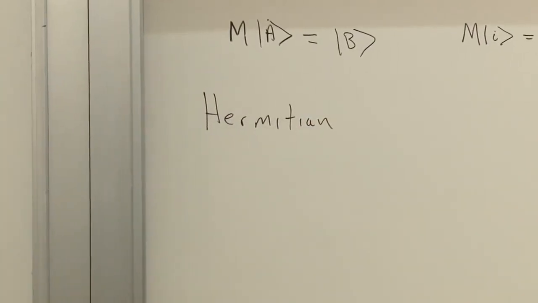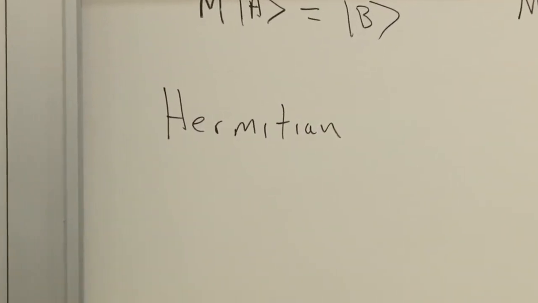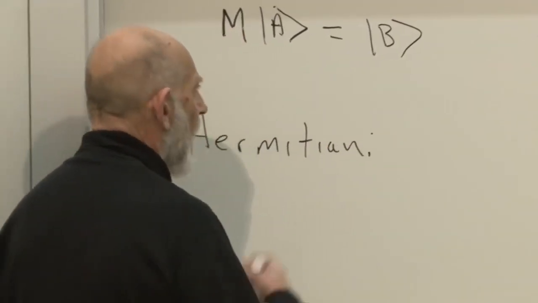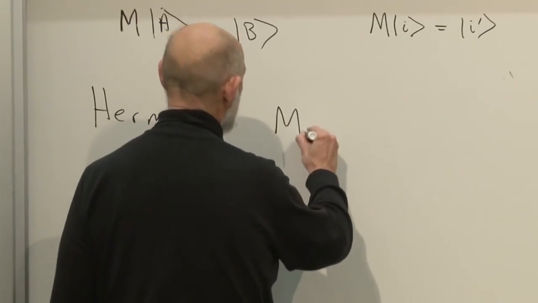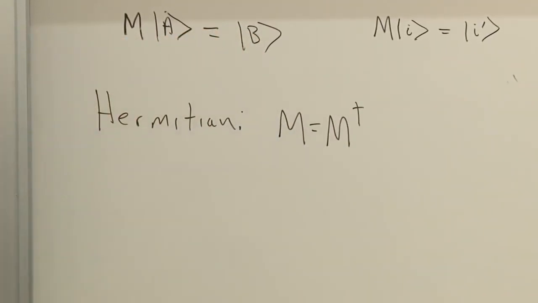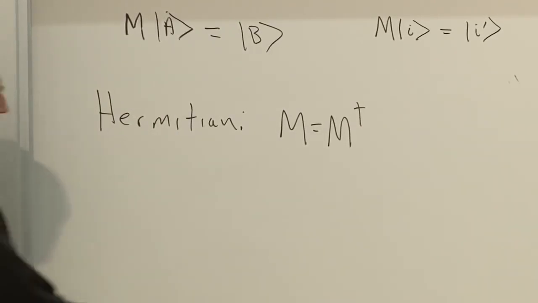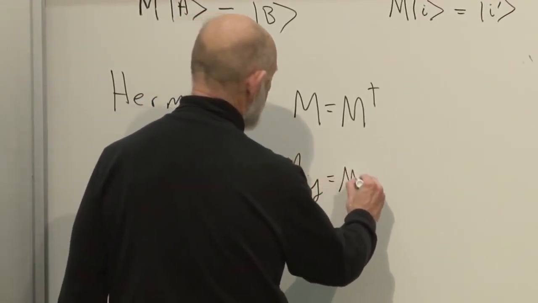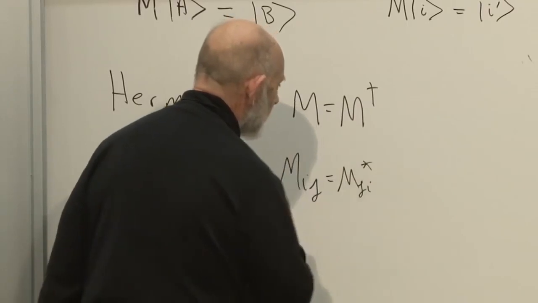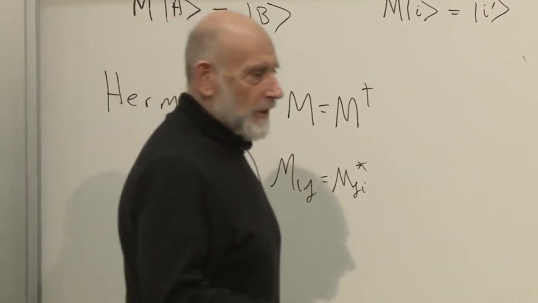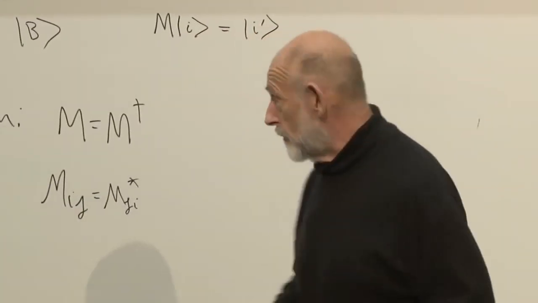Hermitian for matrices is the analog of real for numbers. A Hermitian operator or matrix is one which is equal to its own Hermitian conjugate. In terms of matrices, it's M_ij is equal to M_ji star. Let's see if we can construct a Hermitian matrix.